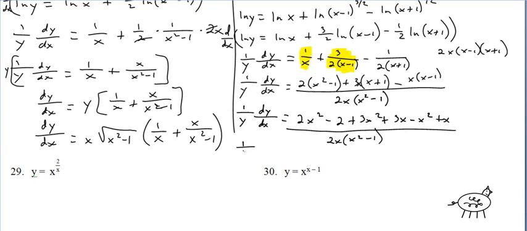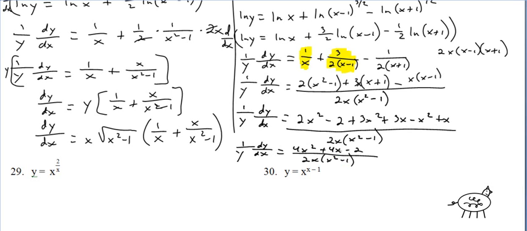Okay, so I'm running out of room. 1 over y dy dx. And if I put stuff together, 2x squared plus 3x squared minus x squared, I get 4x squared plus 4x. Is that right? Yeah, 3x plus 1x is 4x. And then minus 2 over 2x, x squared minus 1.